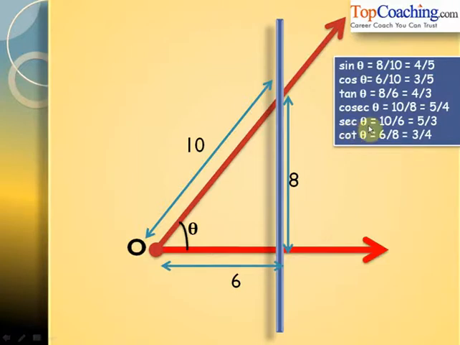Similarly, sec theta would be equal to 10 by 6, and that is equal to 5 by 3, and cot theta is equal to 6 by 8, which is equal to 3 by 4. Thus we see that the 6 trigonometric ratios do not change, they remain the same. That is, sine theta, cos theta, tan theta, cosec theta, sec theta, and cot theta have the same value even if we increase the base, height, and the hypotenuse.